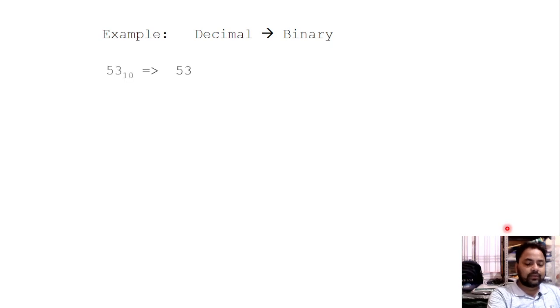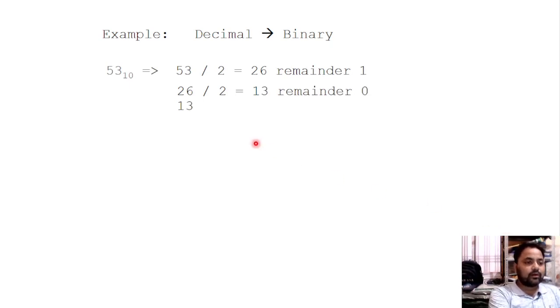When we are transforming decimal to binary, in this case 53 to the base 10 gives 53 divided by 2 is 26, and the remainder is 1. Same 26, this number will be divided by 2 because 2 is the base for binary. So 13 and the remainder is 0. Same 13 divided by 2 gives 6, the quotient, and the remainder is 1.